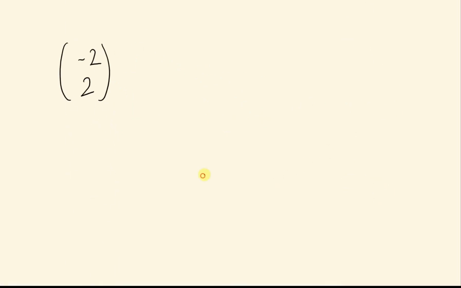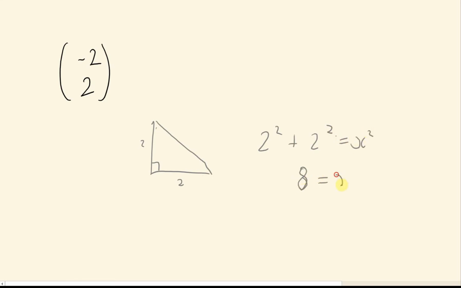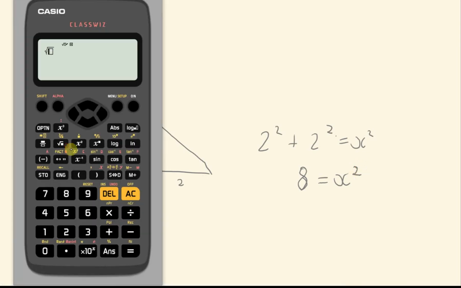Last idea. So here we go 2 backwards and 2 up. Again, we've got a right-angled triangle. To find the length, you would do 2 squared plus 2 squared equals x squared. 2 squared plus 2 squared is 8. So 8 is x squared. And then to undo the square, we need to square root. So x will just be the square root of 8, which to three significant figures is 2.83. So for most of these questions, the length tends not to be a whole number.